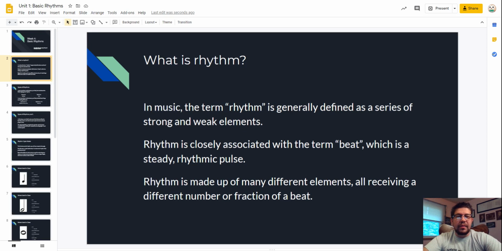And then rhythm is made up of many different elements. All of them receive a different number or fractions of a beat. We're going to get into that in just a moment here.